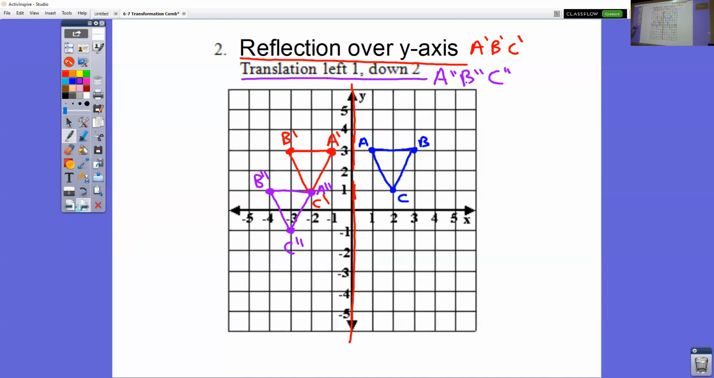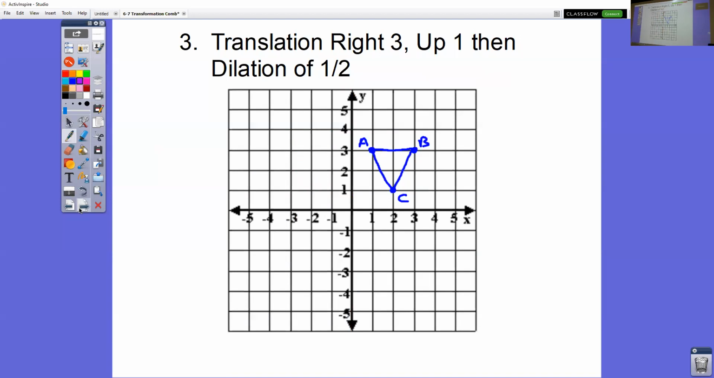Let's do one more. All right, take a look at this last one. This last one, the first thing is a translation of right 3 up 1, and then a dilation of 1/2. So with the translation, that's going to give you your A prime, your B prime, and your C prime. With the dilation, that's going to give you your double primes.